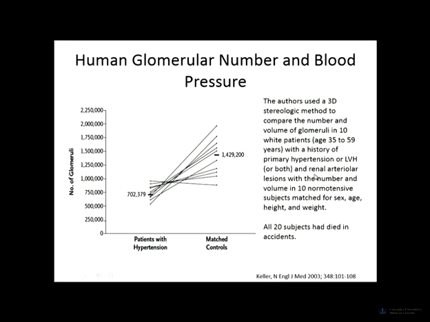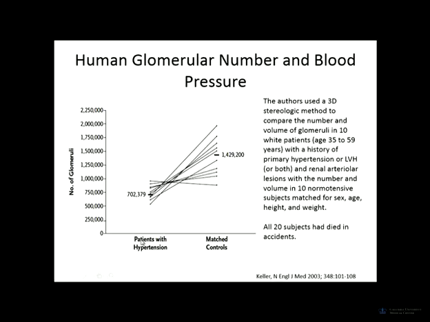There was a study in humans where they looked at car accidents on the Autobahn. This consists of 20 subjects between the ages of 35 and 59. And they divided them into two groups. One group had no other history of disease except for hypertension. The other group, no known history of any chronic disease.